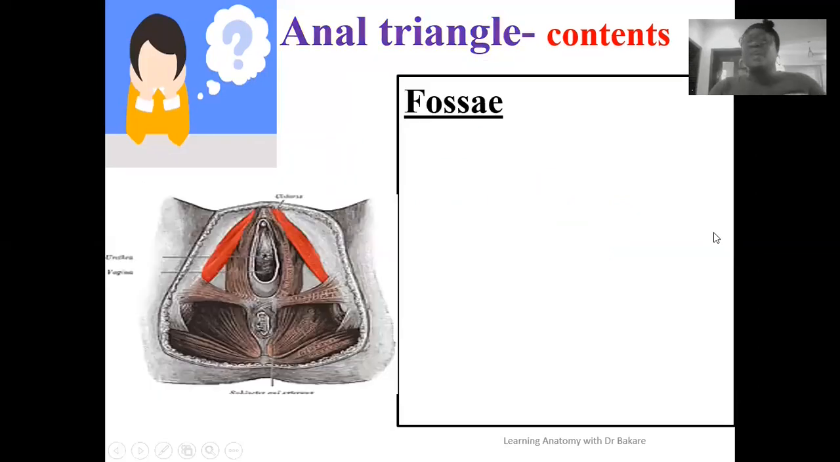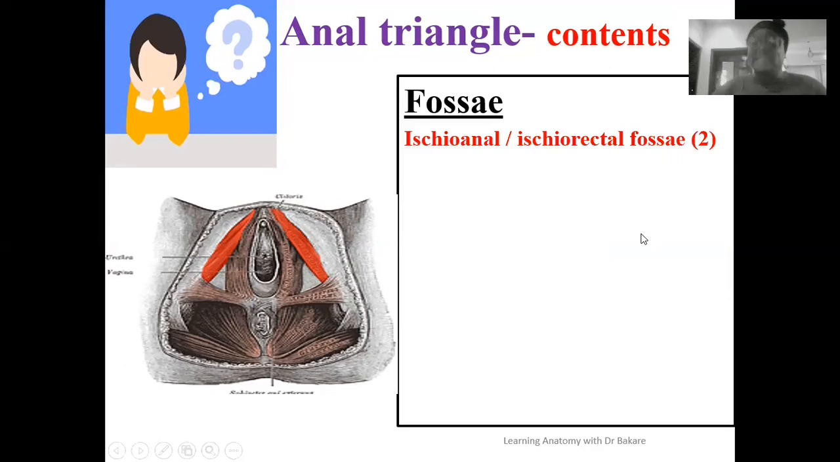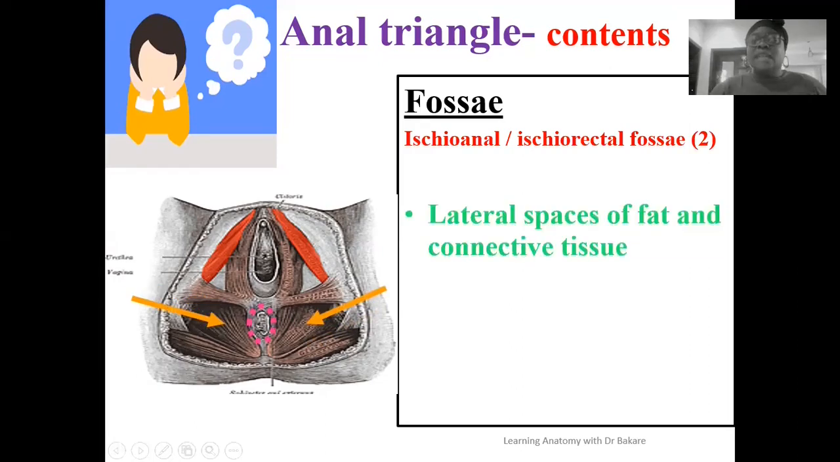The next structure that we have is the fossae, which are referred to as the ischioanal fossa or the ischiorectal fossa. So these 2 fossae are spaces that are located on the lateral side of the anal triangle. So if you try to use this image here, we already carved out this space, and this is the region where we have the anal canal and also its surrounding external anal sphincter. On both lateral sides here that is arrowed at this point, you see a potential space created. And this potential space is filled with fat and also connective tissue. And this is what is highlighted here in white.